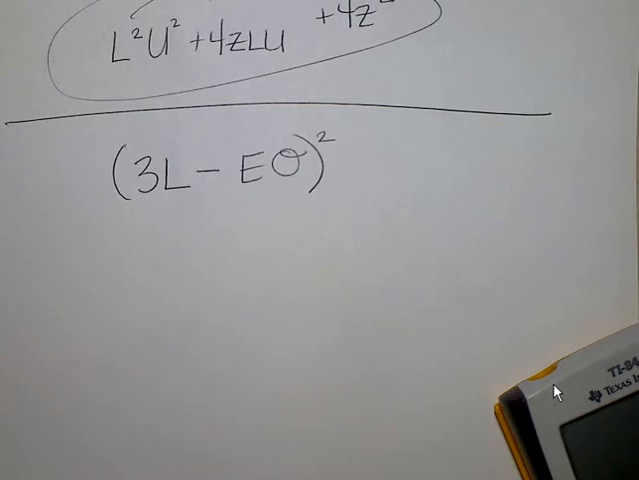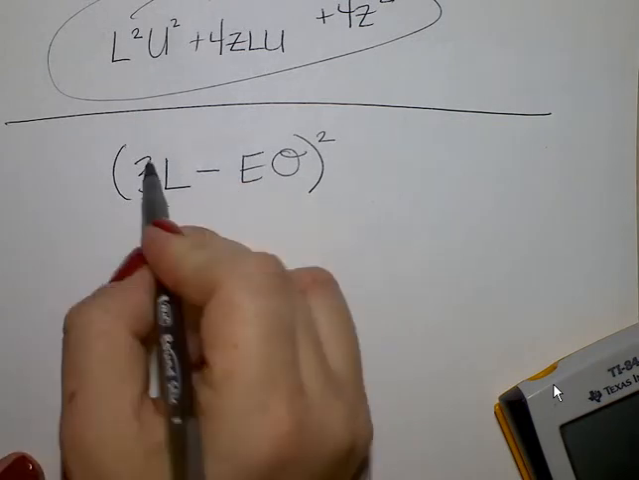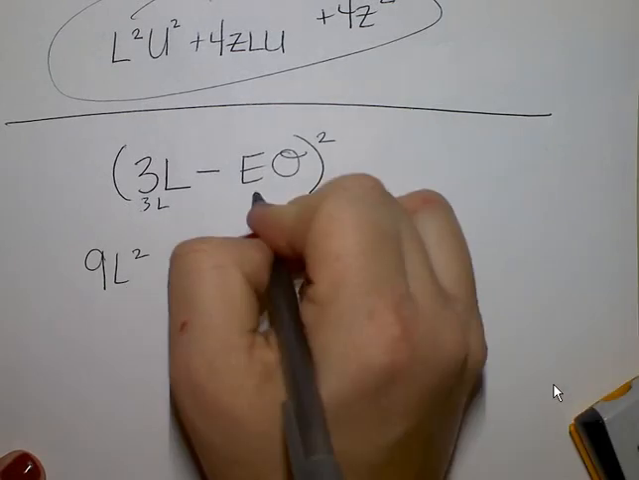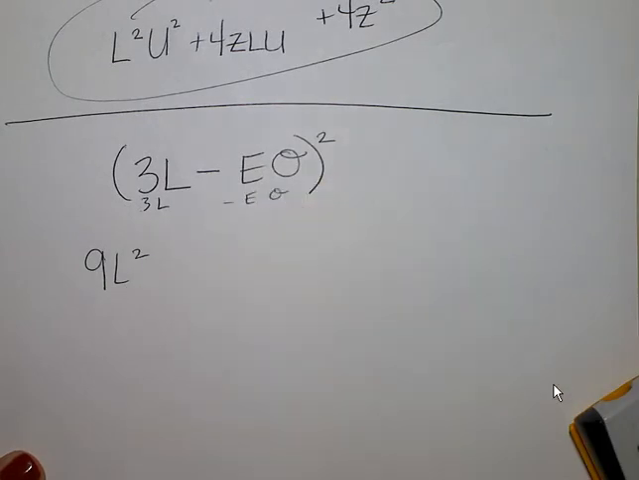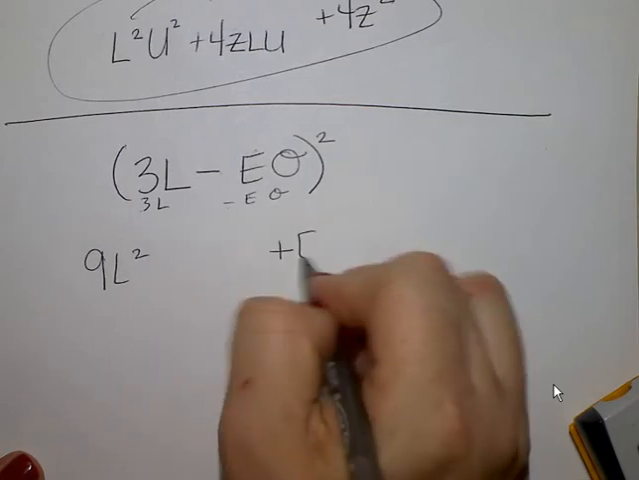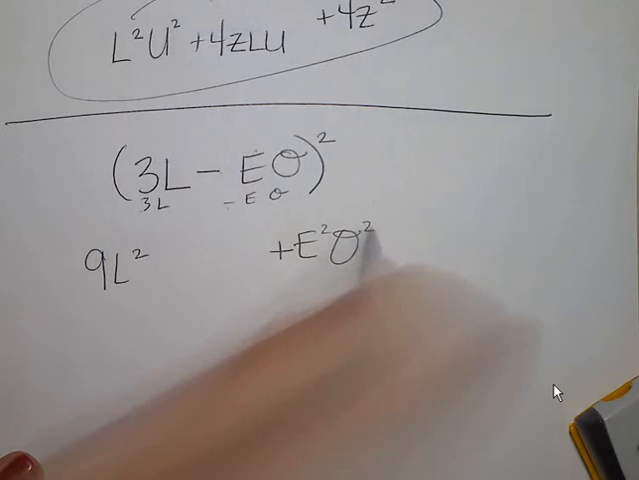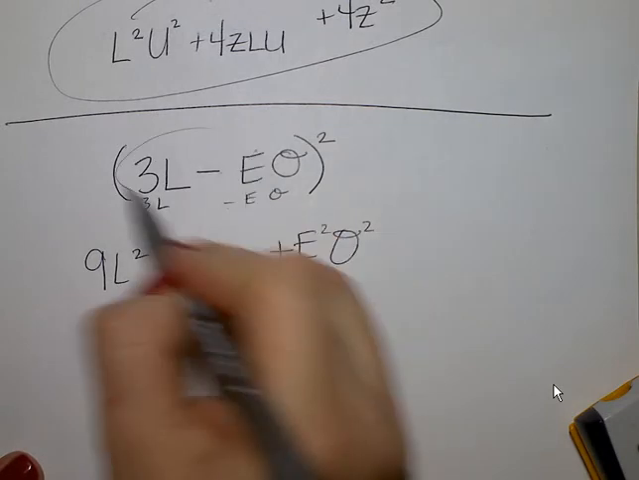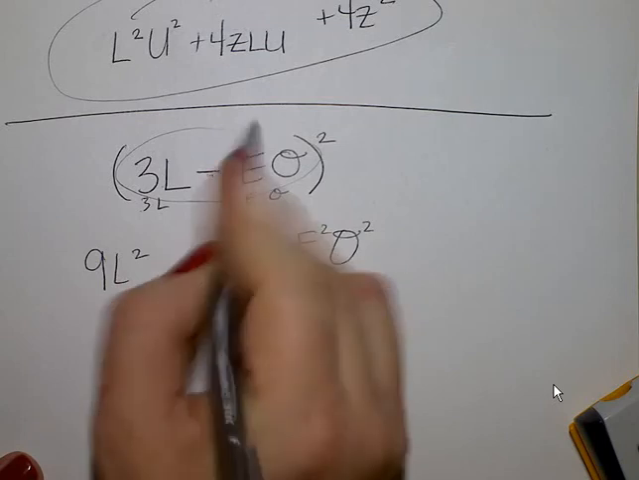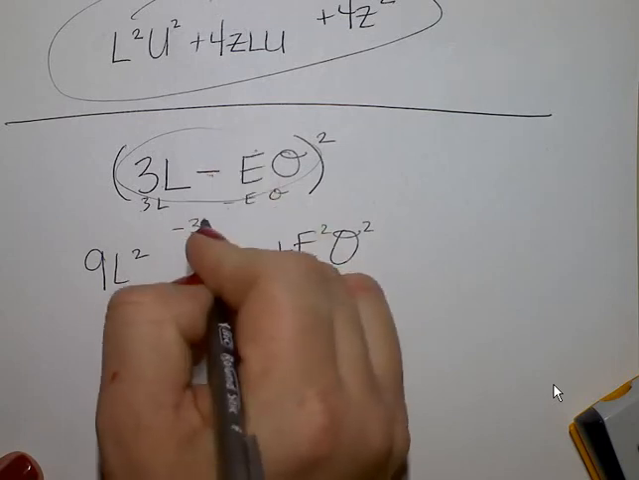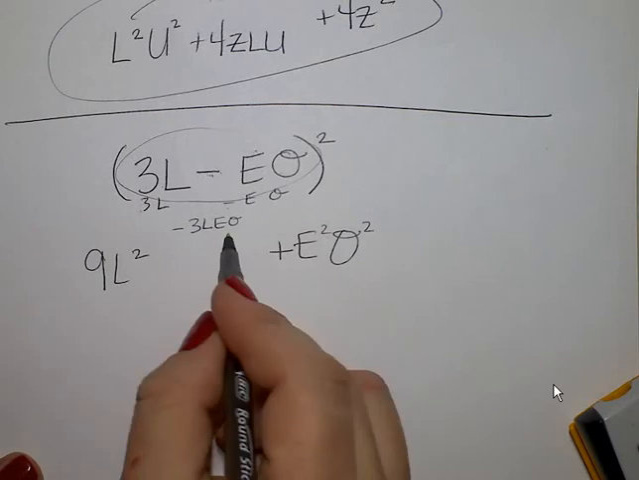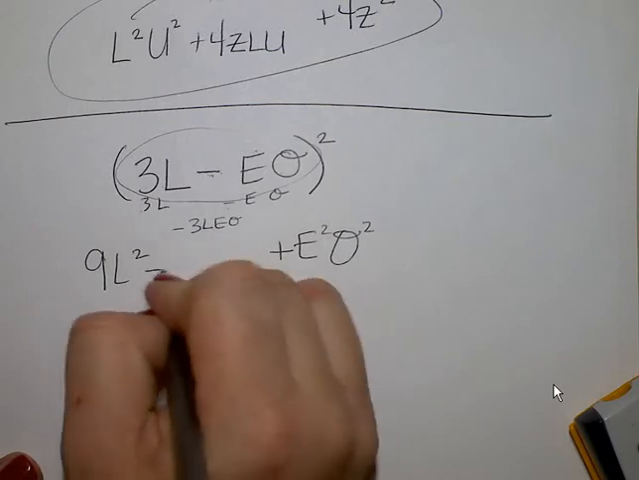I'm going to put a 3L underneath there. 3 times 3 is 9, and we have 2 L's. I'm going to put a negative EO beneath here. A negative times a negative is a positive. We have 2 E's, 2 O's. Now when I multiply this, notice it's negative. 3L times negative EO is a negative 3LEO. When you double it, negative 3 doubled is negative 6LEO.